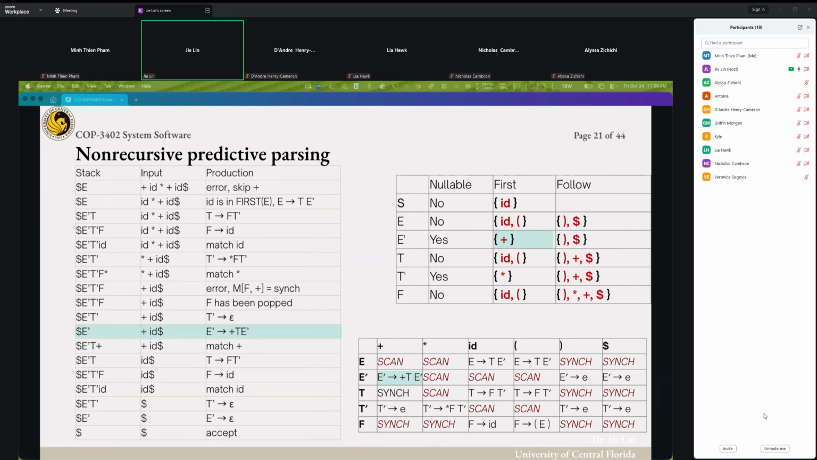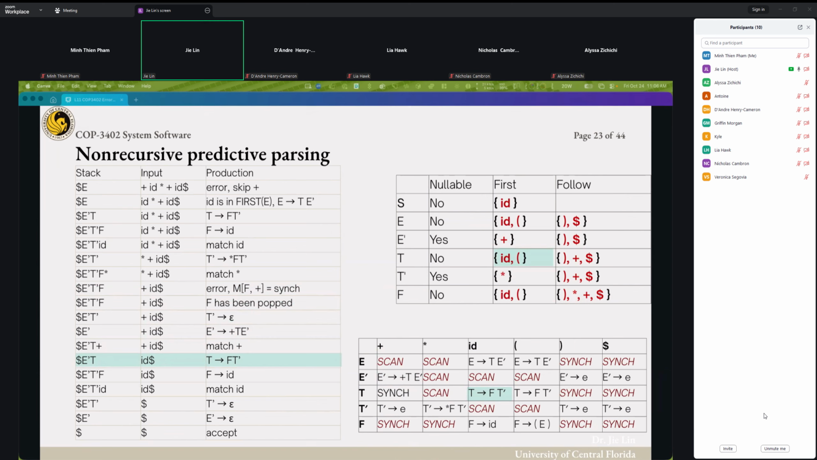Is the plus symbol in the first of E prime? Yes, it means we can further expand E prime. But what is the rule? E prime and the plus symbol. Then we have this rule: plus T E prime. Push onto the stack in reverse order, it will be E prime T plus. Now we have plus symbol and plus symbol. Are they matching? Yes. And then what are we going to do? Pop and advance. Great.